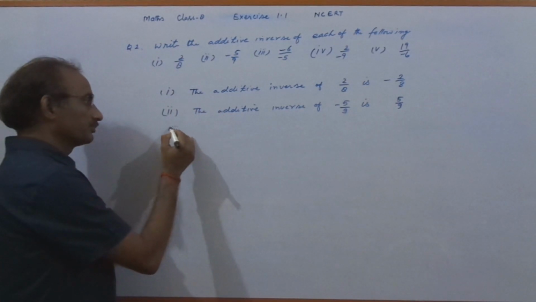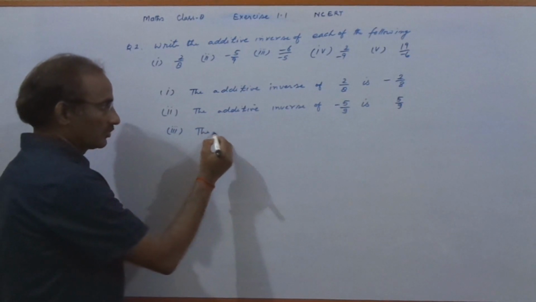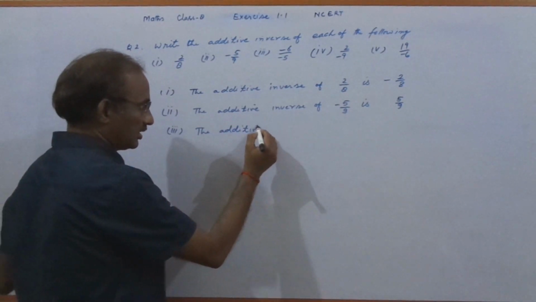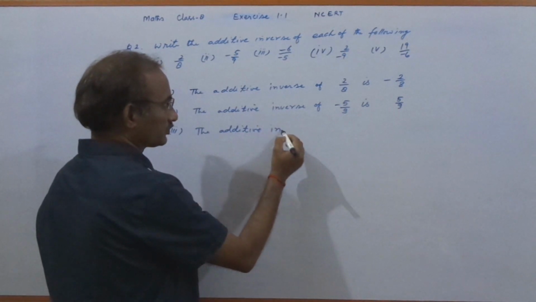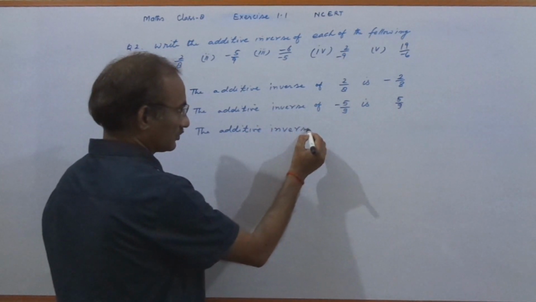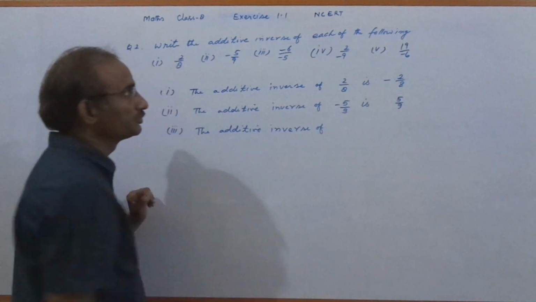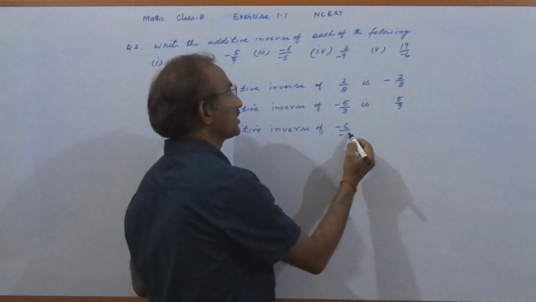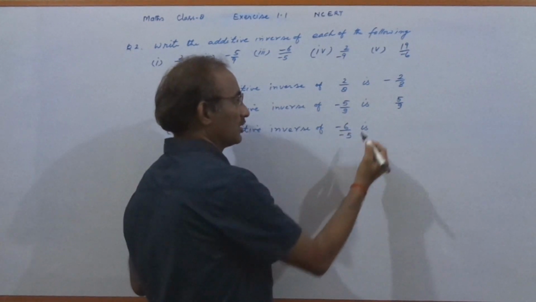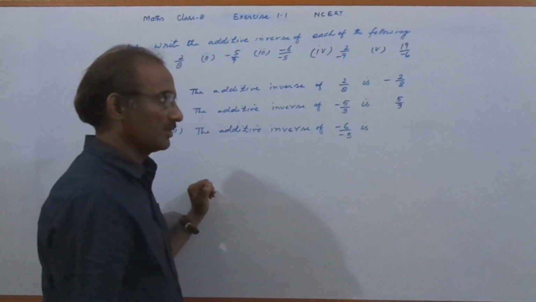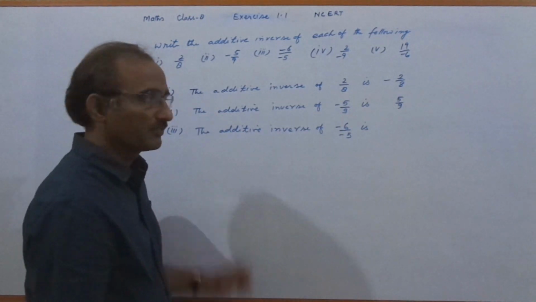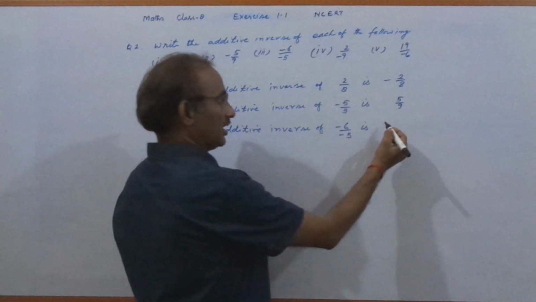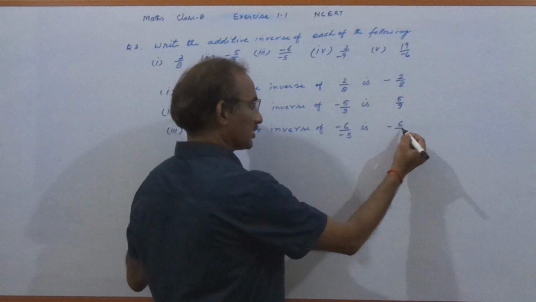Third, the additive inverse of minus 6 upon minus 5. Minus 6 upon minus 5 is a positive rational number, so its additive inverse will be negative. Hence we can write minus 6 upon 5.